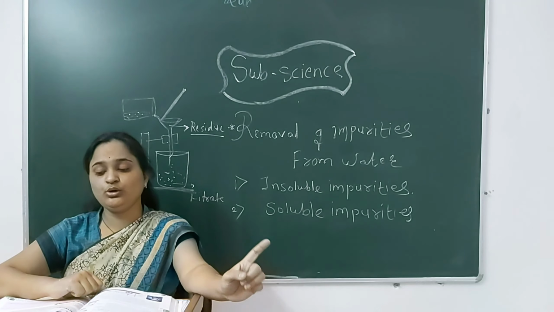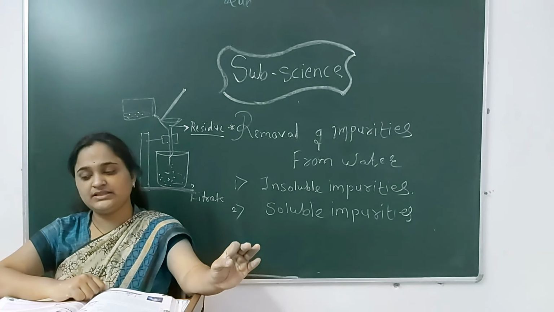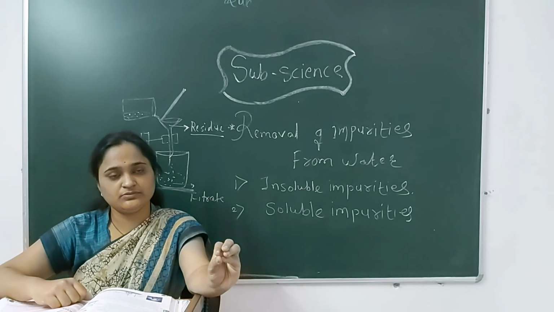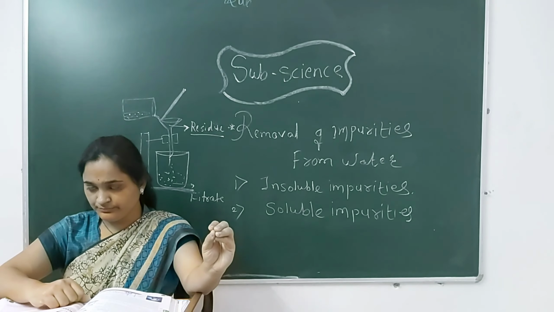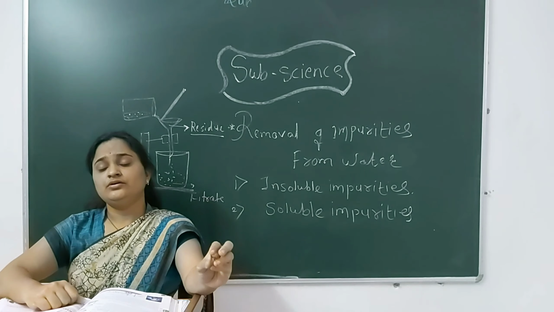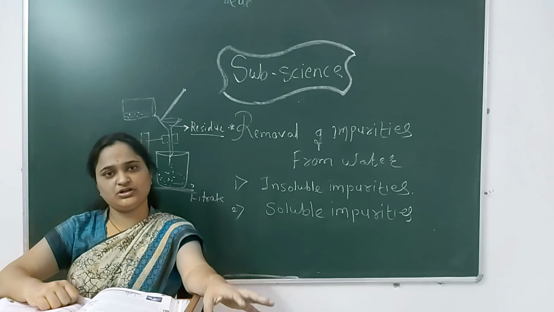The second one is chlorination. Addition of chlorine tablet in water to kill the germs and make water pure is called chlorination. We add some chlorine tablet in our drinking water. That chlorine is very harmful for the germs. It kills the germs and water gets pure.